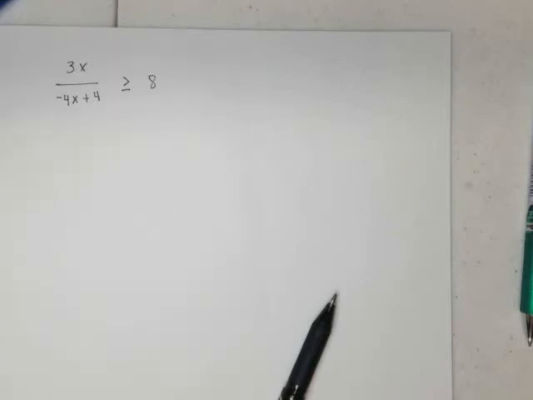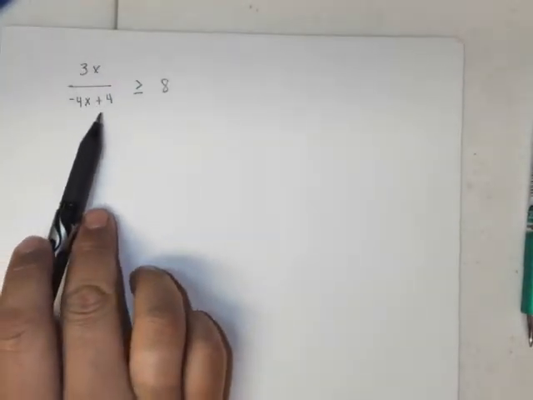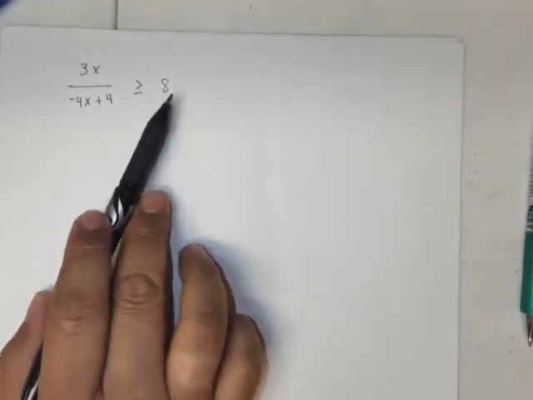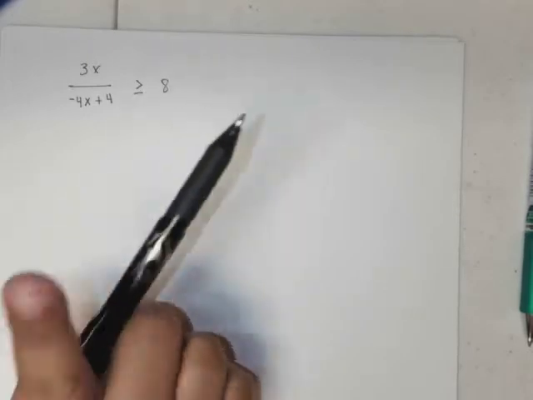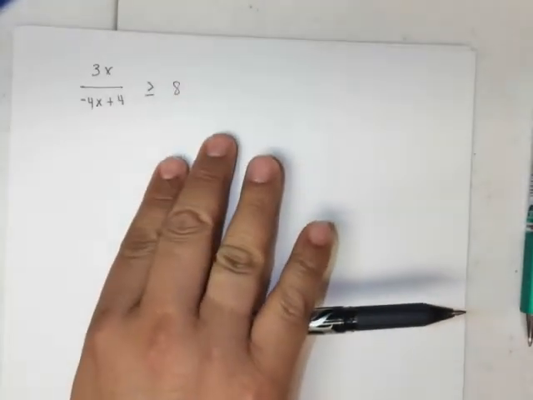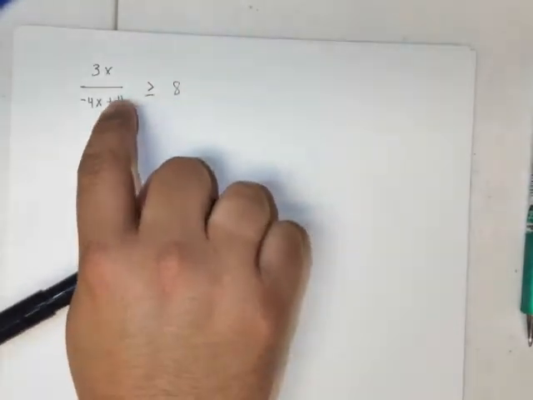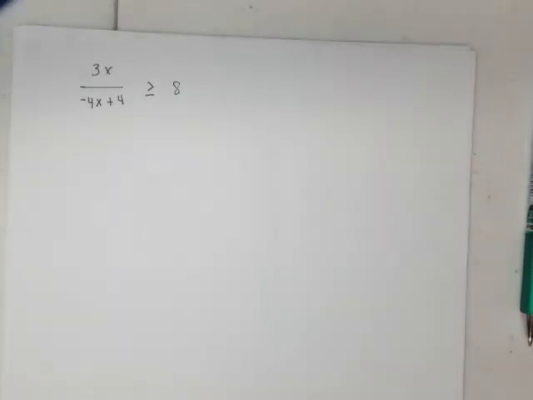Okay, so we've got yet again another rational inequality, and let's take a look at it. It says 3x over negative 4x plus 4 is greater than or equal to 8. Well, this is nice, but what we need to do is have 0 on one side of the inequality. So the easiest thing to do here is to move this 8 to the other side, and I'm going to go ahead and do that.